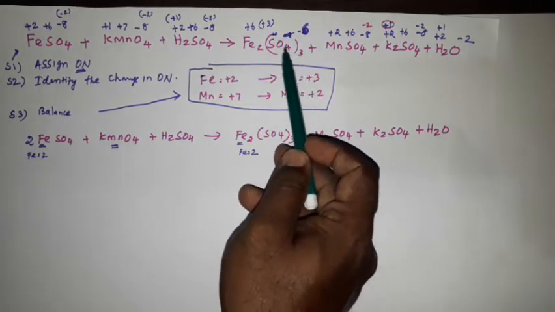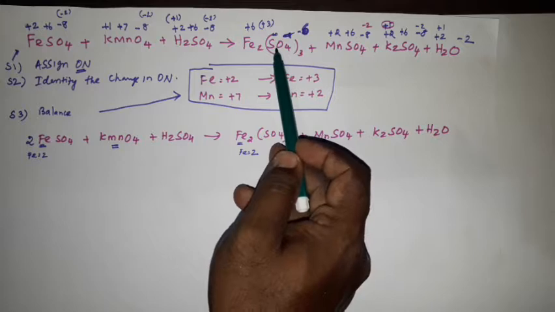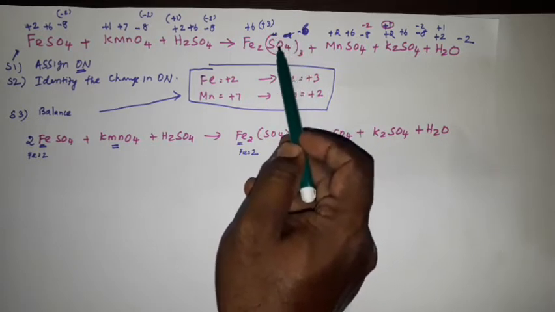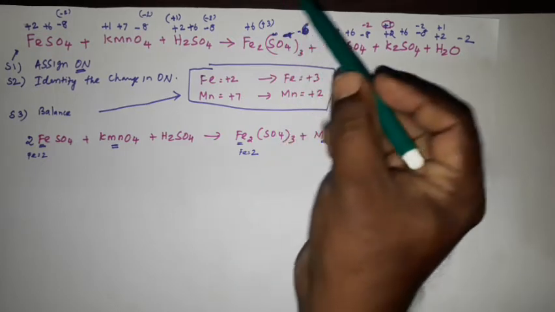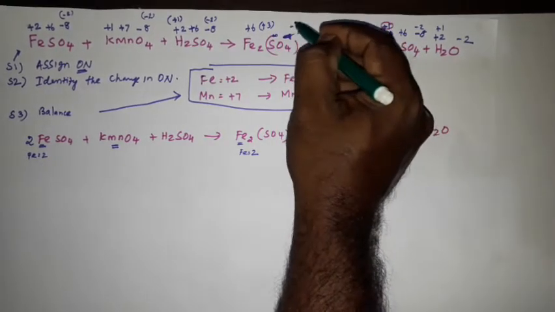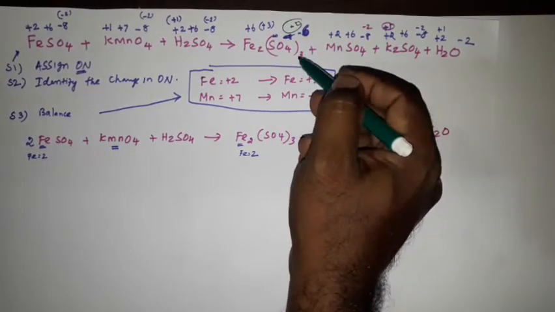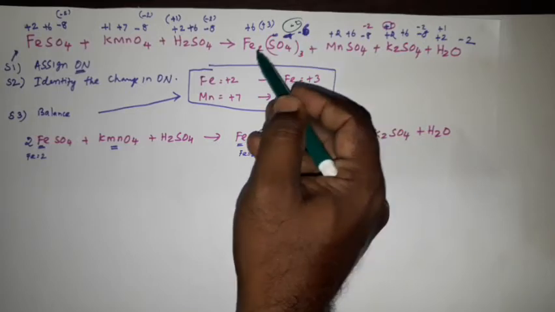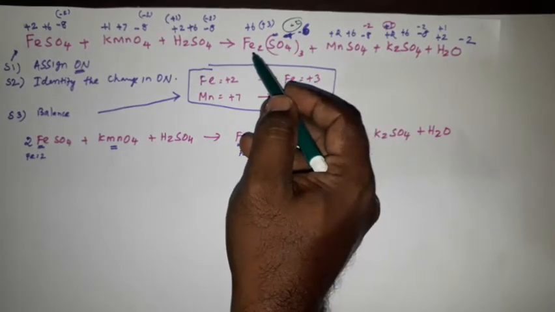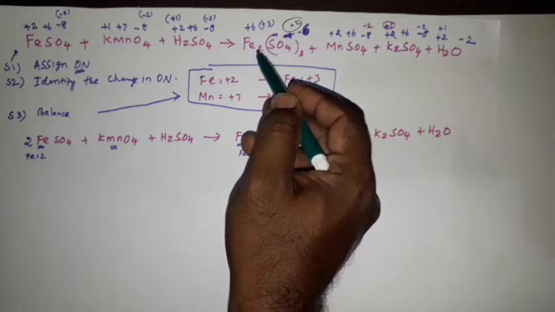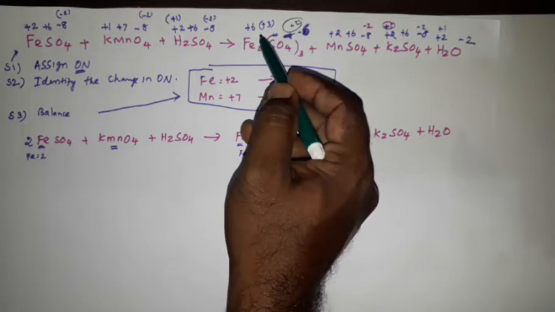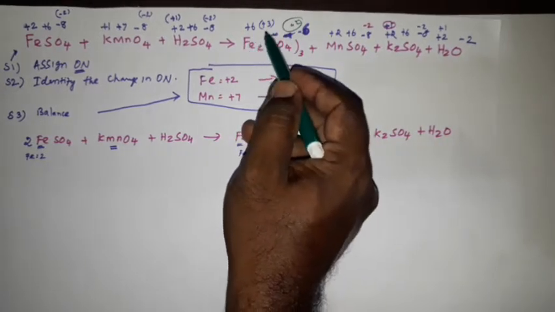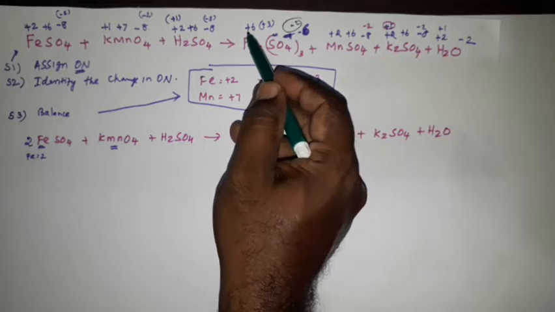Then Fe2(SO4)3. For this type of compound you can take the sulfate separately. Sulfate SO4 is minus 2. Here there are 3 SO4, so 3 into minus 2 gives minus 6. Then Fe2, there are 2 Fe. Here it will come plus 3, you can calculate. So you will get Fe plus 3. There are 2 Fe atoms, so it will be plus 6.